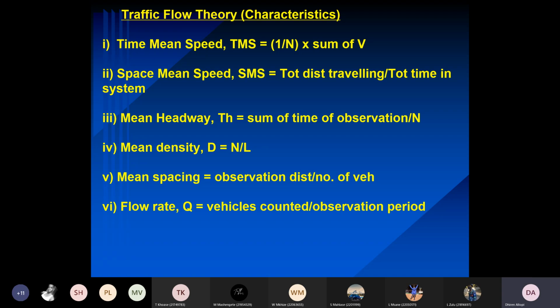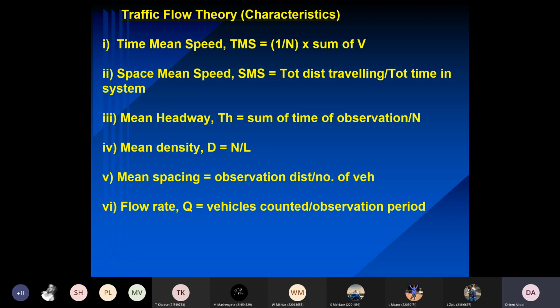Density, your mean density, is given by N over L. N is your number of vehicles. L is the length of your test section. So if you observed 50 vehicles over a half a kilometer test section, then N is 50 divided by 0.5 kilometers. And from there you can then work out the mean density.